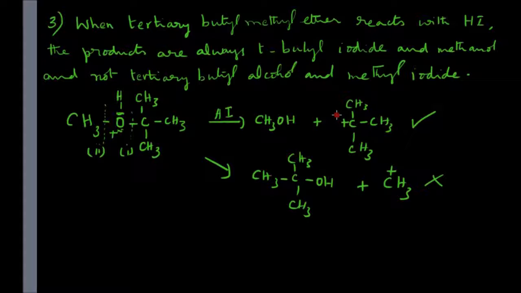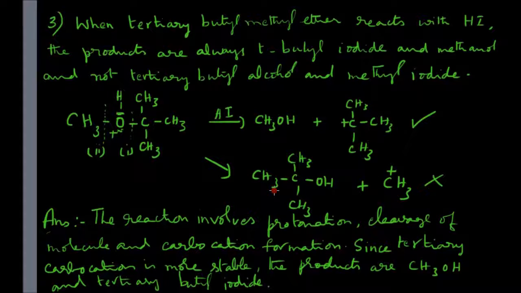Let me write the answer in a clear statement here. The reaction involves protonation, cleavage of the molecule and carbocation formation. Since tertiary carbocation is more stable, the products are methanol and tertiary butyl iodide. You can show only the first equation for the first course. You need not show both the options. That is only for explaining. I marked everything here. You need not mark all that. You just write the protonated molecule and show these products. Only the first course of reaction, and write this statement. That would be a good answer.